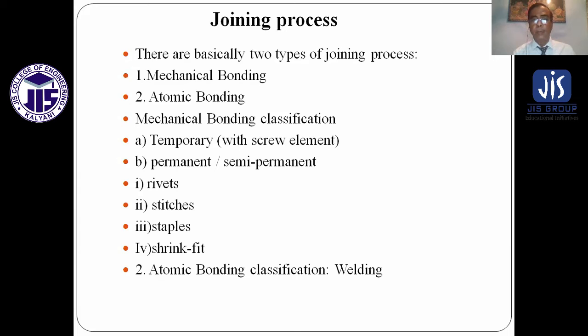There are basically two types of joining processes. One is mechanical bonding, another is atomic bonding. Mechanical bonding classifications: temporary with screw elements, permanent, semi-permanent, that is rivets, stitches, staples, shrink fit. Number two is atomic bonding classification, that is welding.